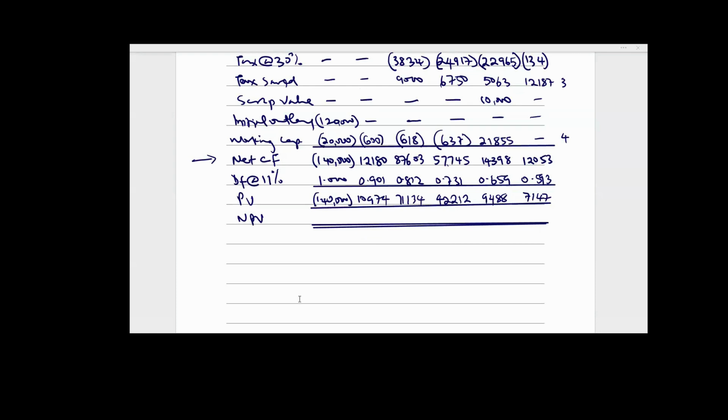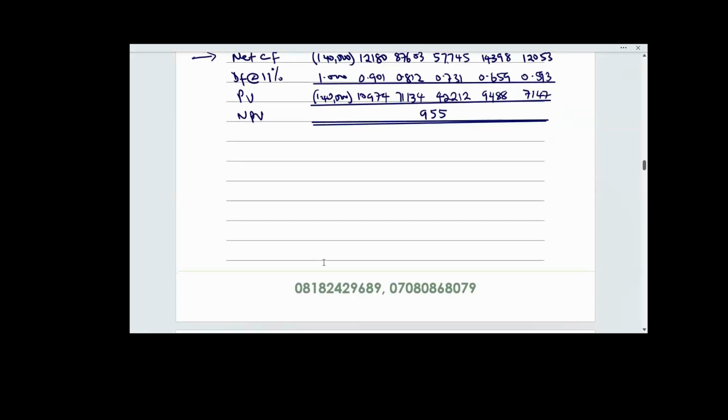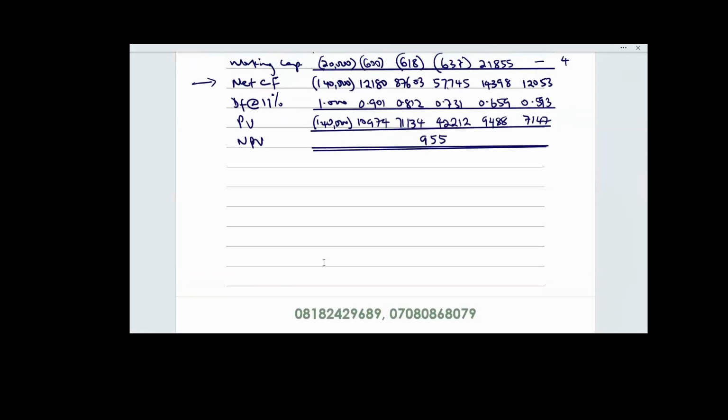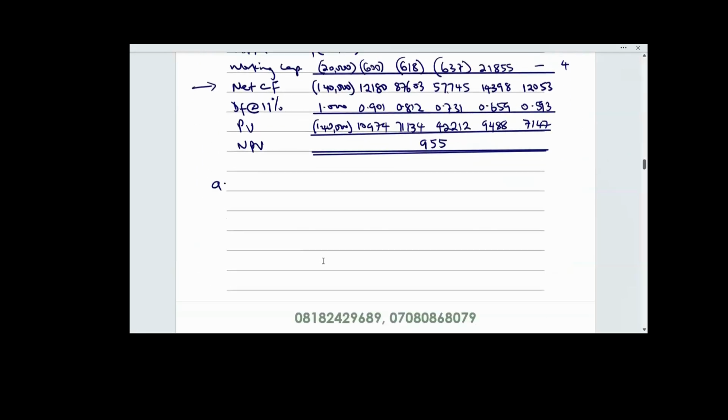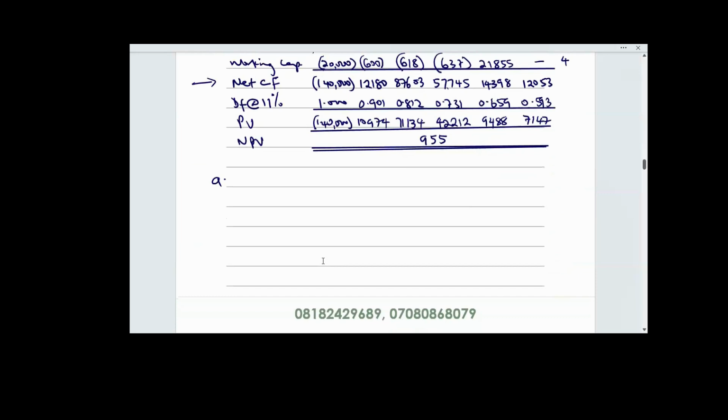The NPV is 955. So that's that. Then we also have to compute the internal rate of return, so number A2, part Roman figure 2.